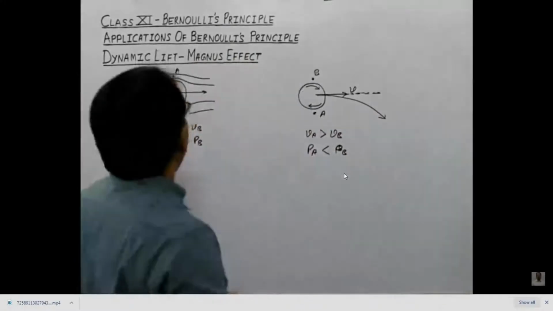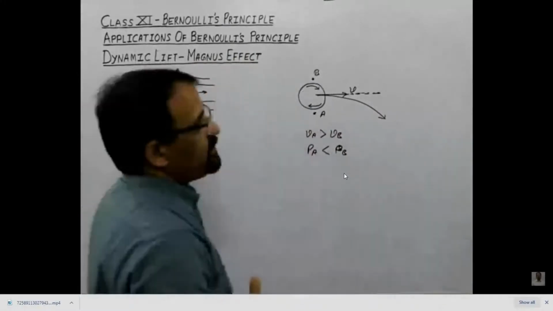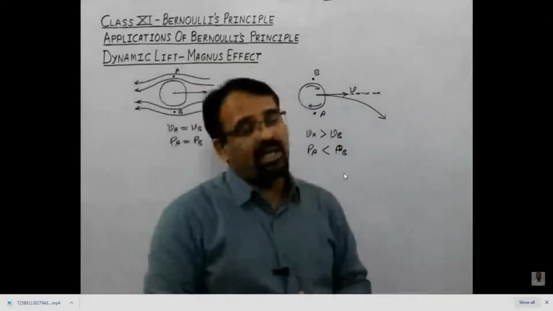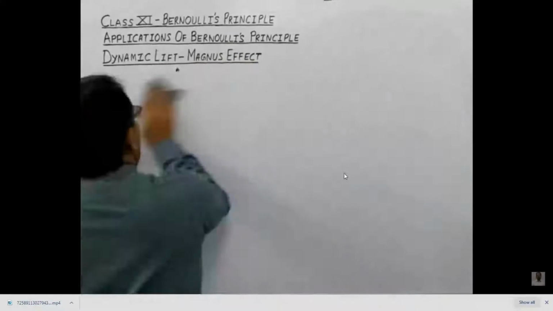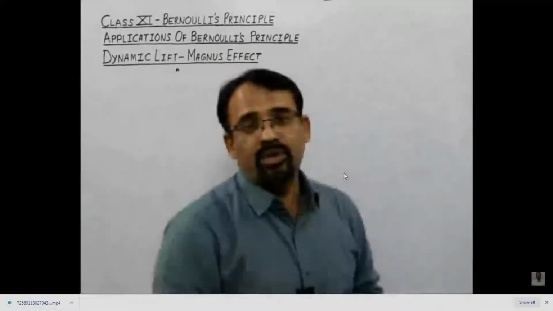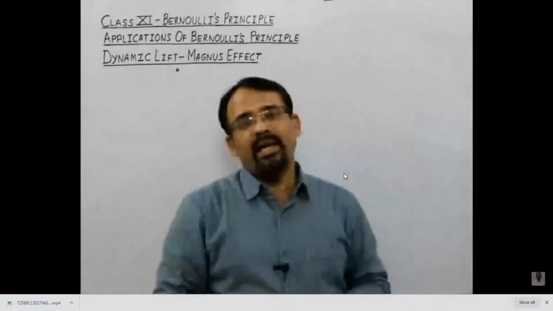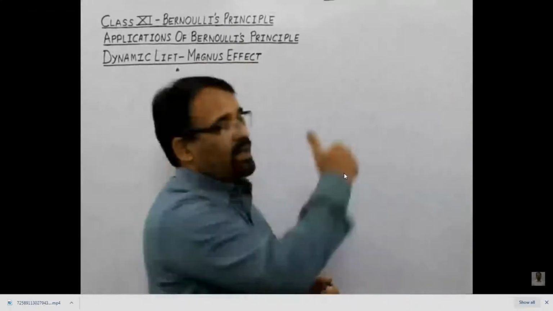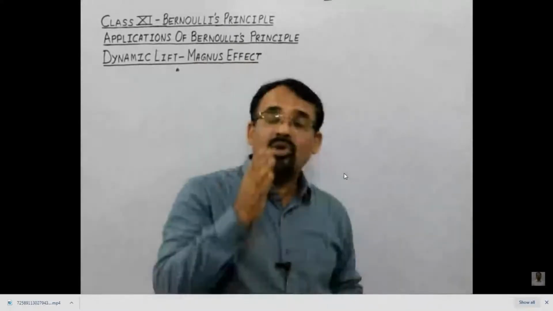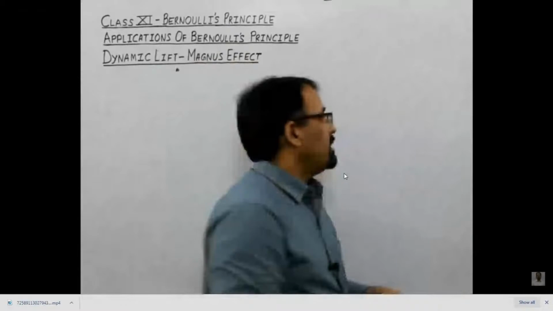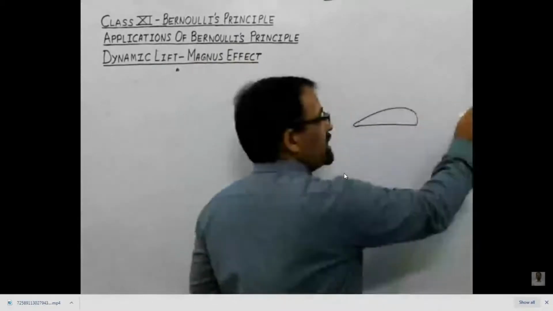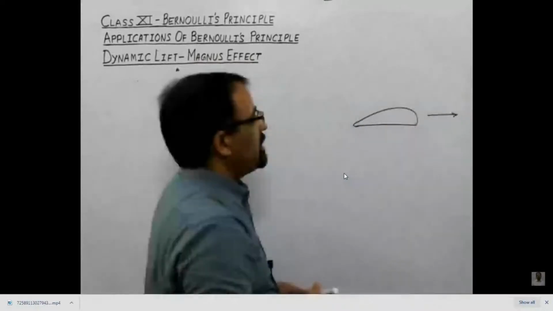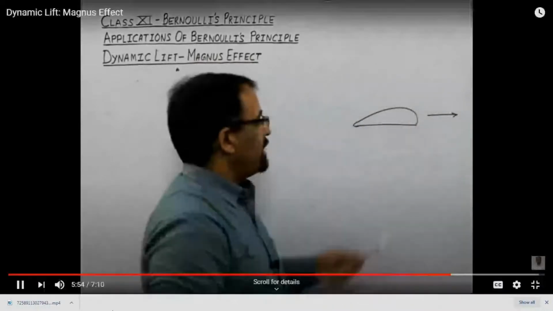And that dynamic lift also acts in some other cases. For example, if we consider a plane moving to take off, we know that suppose the plane is moving in this direction, and if we look at its wing, that is, now I'm going to draw the cross-sectional view of the wing of a plane. The cross-sectional view of the wing of a plane is like this. Plane is moving in this direction, and this is the cross-sectional view of the wing of a plane.